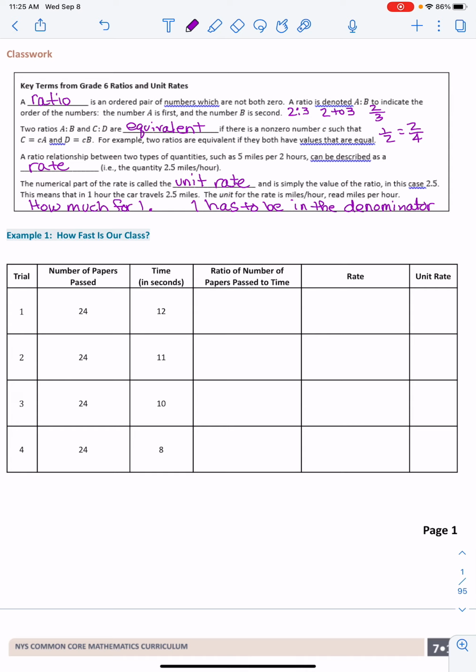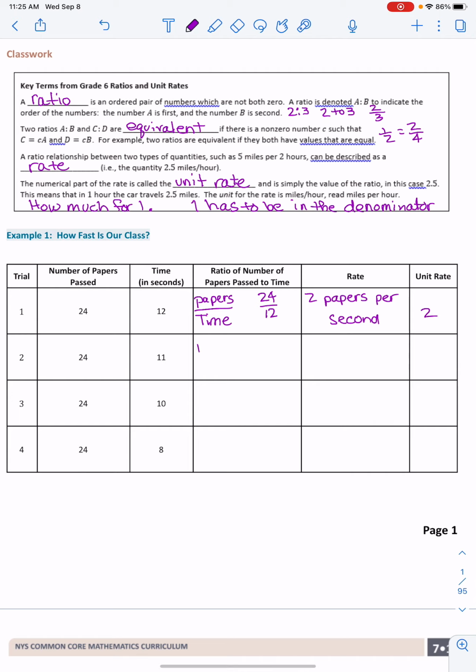So, example 1, how fast is our class? If we're passing papers back, 24 of them, and we do it in 12 seconds, the ratio then, papers to time, would be 24 over 12. And then if we divide 24 by 12, we would get 2 papers per second. The unit rate would be 2.